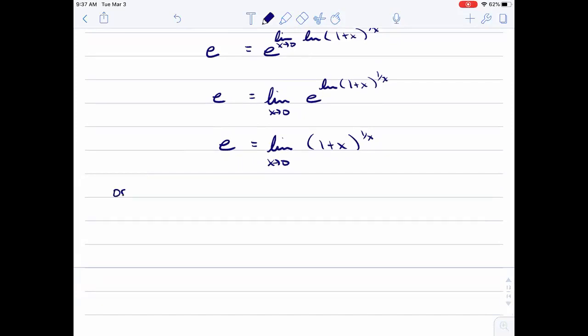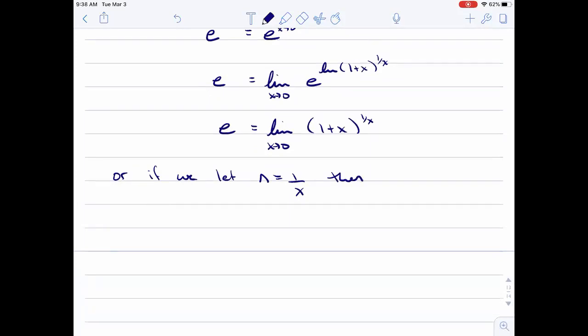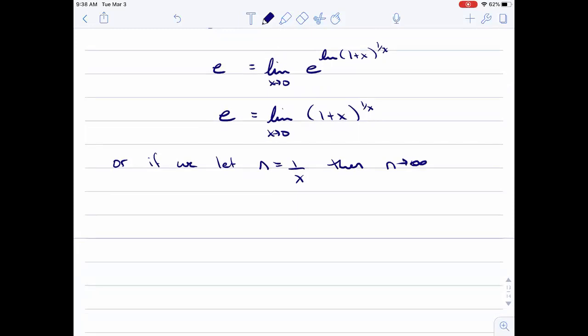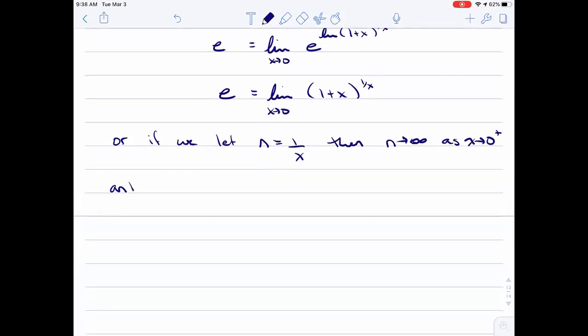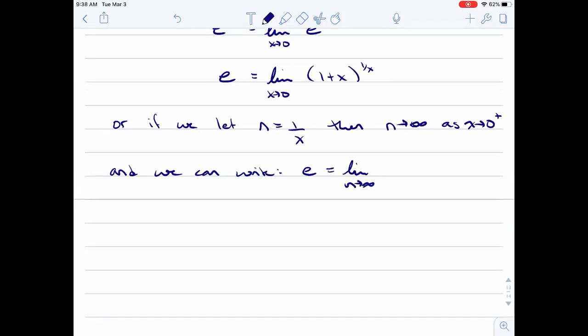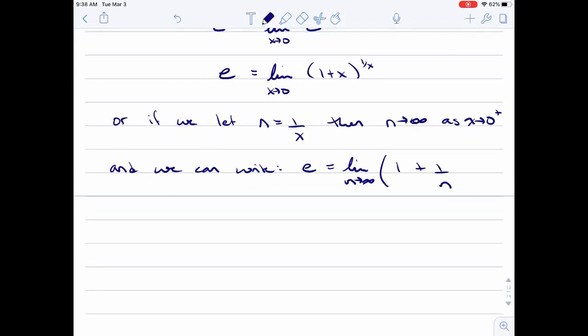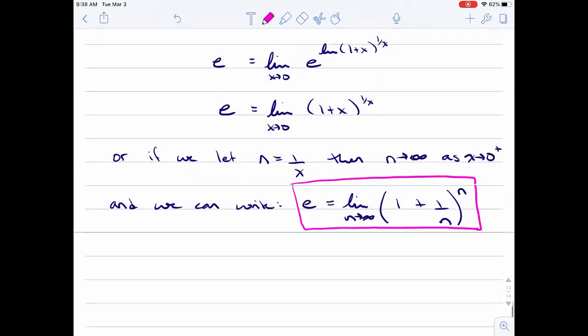Or, if we let n be 1 over x, then n is going to go to positive infinity as x goes to 0 from the right. And we can write, right, just replacing our 1 over x with n, so we get e is the limit as n goes to infinity of 1 plus 1 over n to the power of n. And usually that's how you can express it as x goes to 0, but usually we just use the n going to infinity definition instead.